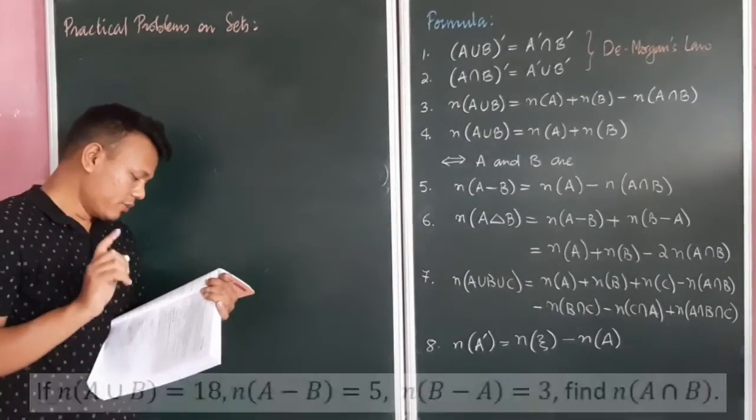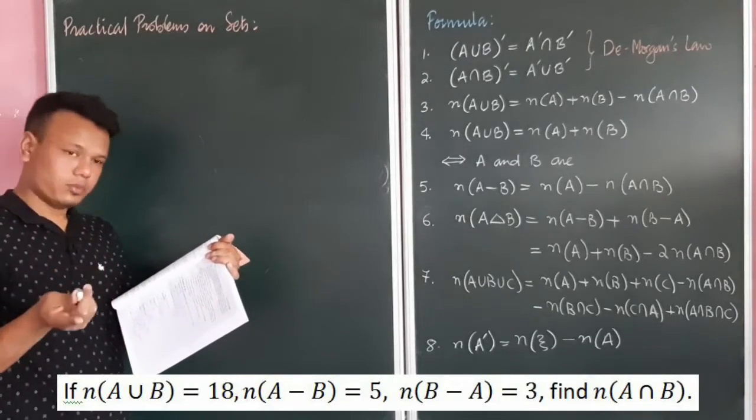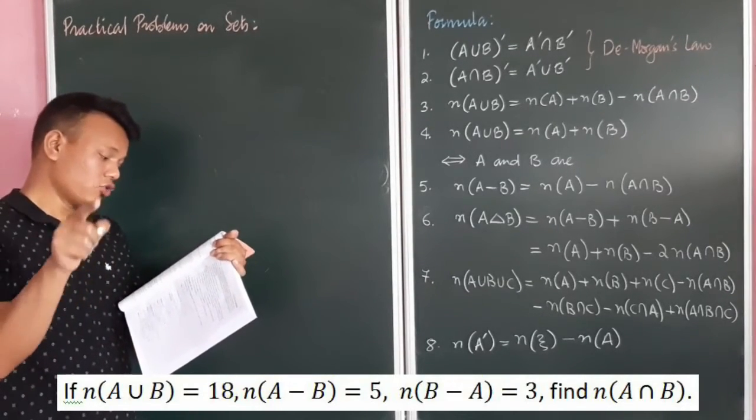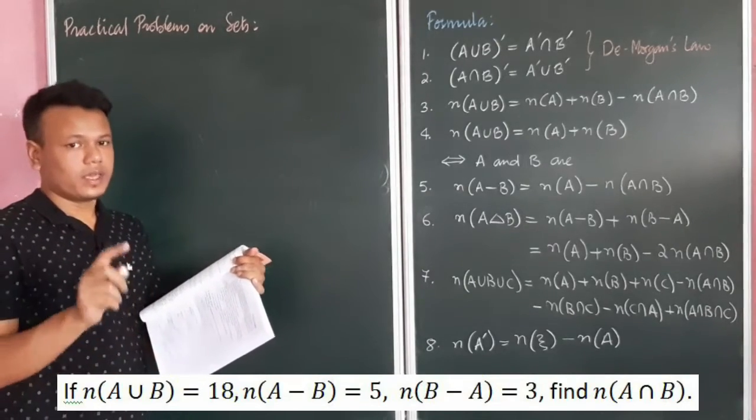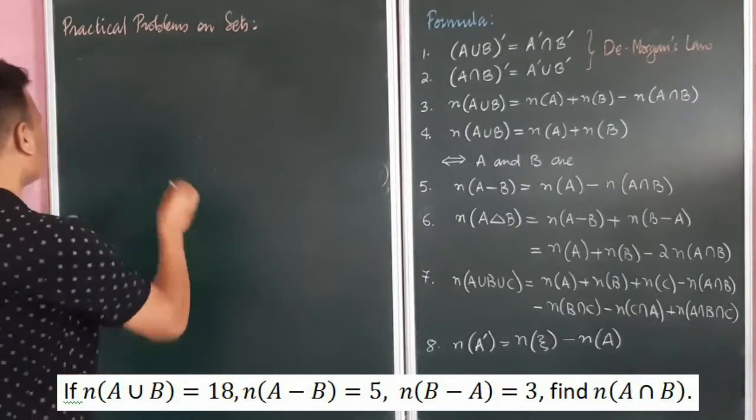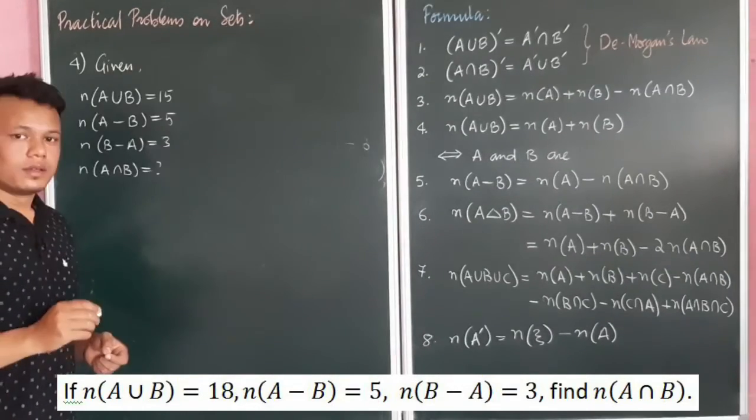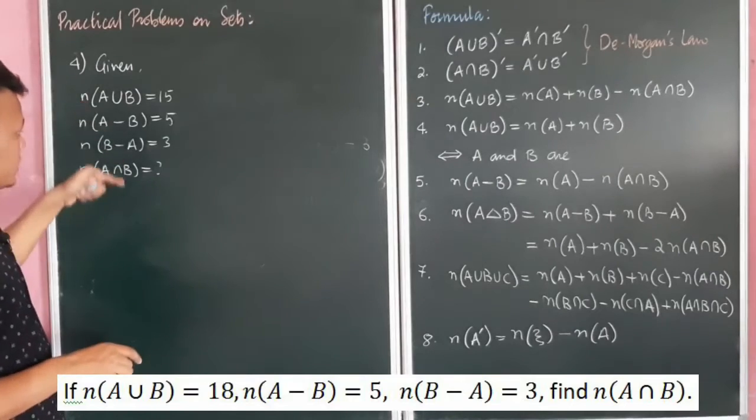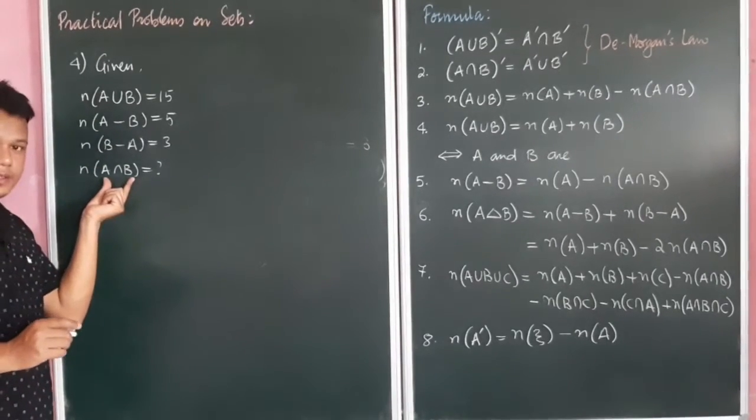Let me take question number 4 for you. The question says, if n of A union B is given to be 18, n of A minus B is given to be 5, n of B minus A is given to be 3, you need to find n of A intersection B. So what is given? Let's see. As per the question, these many things are already given to you and you need to find the value of this, isn't it?